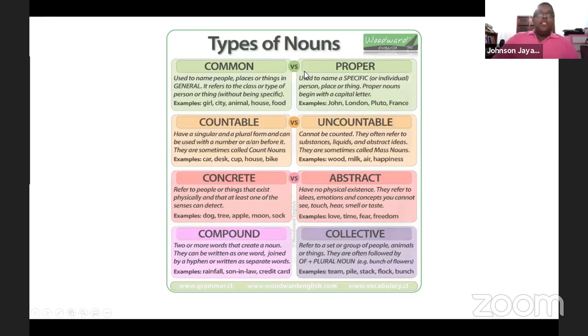Right, so these are the different types of nouns. In the second slide, we saw the different types of nouns. So let me just give you a brief explanation as to what these different types of nouns are.